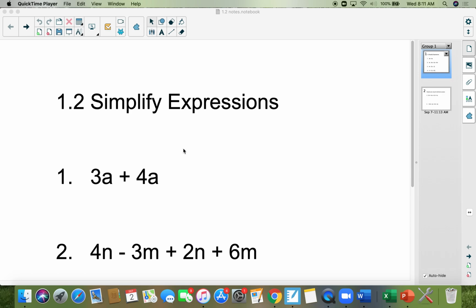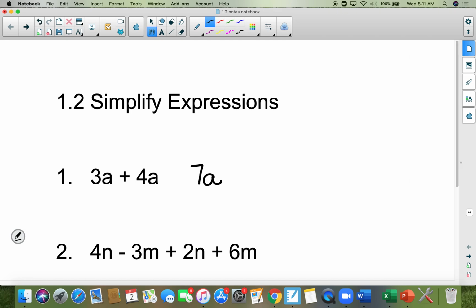Okay, 1.2, a lot of this is review, but it's okay to have a review right at the beginning of the year anyway. Today we're going to learn how to simplify expressions, and I know most of you know how to do this. We only have 2 slides today, so it should not take too long to give you the notes today. 3a plus 4a is, how many a's do you have?